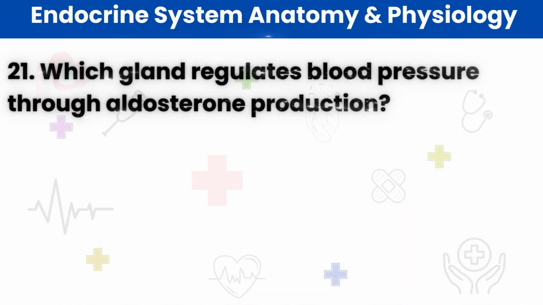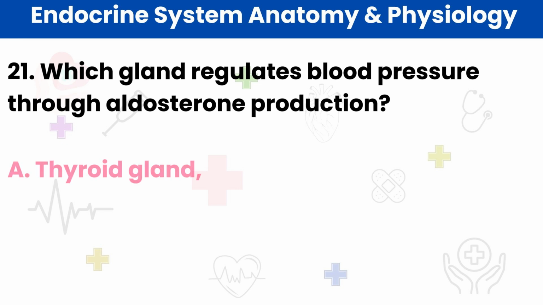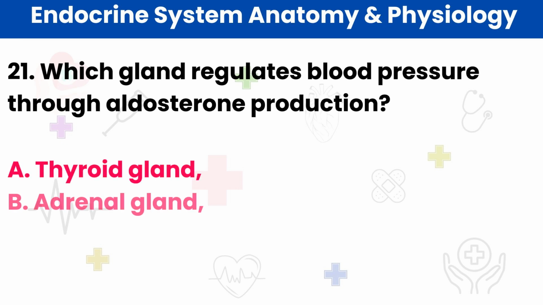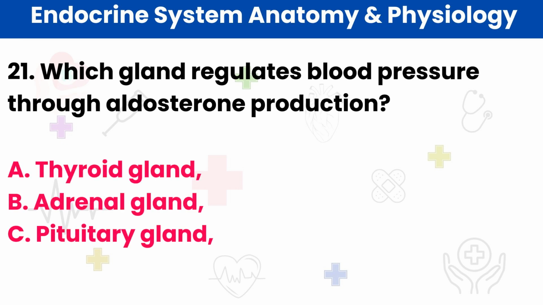21. Which gland regulates blood pressure through aldosterone production? A. Thyroid gland. B. Adrenal gland. C. Pituitary gland. D. Pancreas.